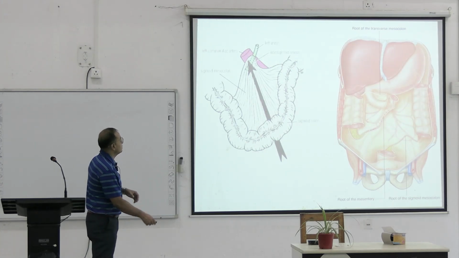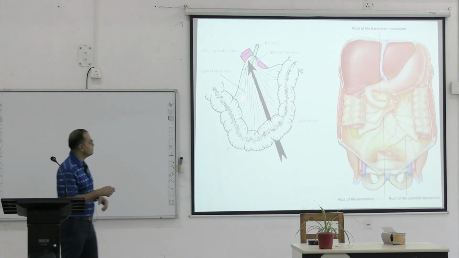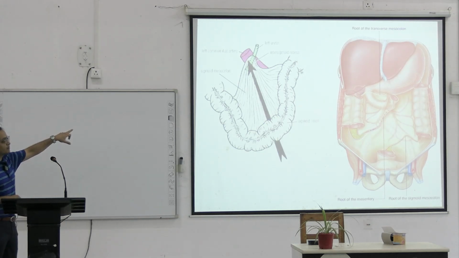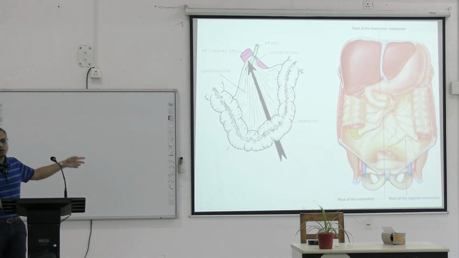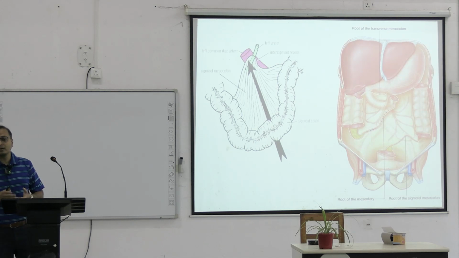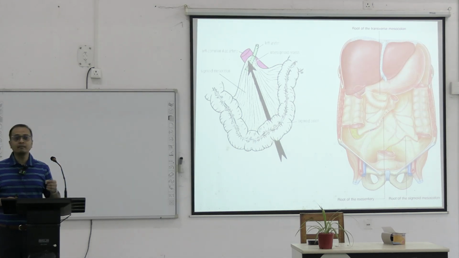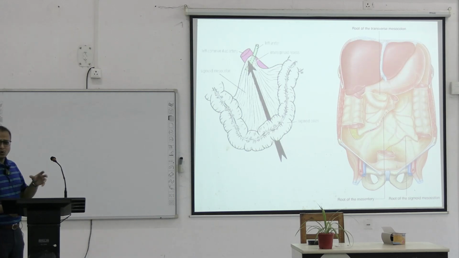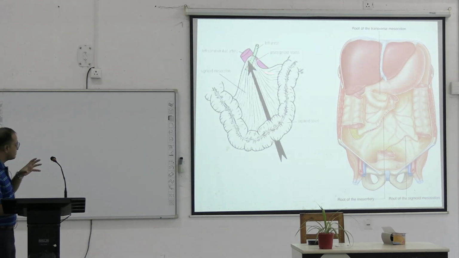Third, last but not least, is the sigmoid mesocolon. That means it is holding the sigmoid colon which is going to become the rectum. Now, why is this important? Because at this point we have chances of carcinomas. Cancers of the large intestine are pretty common, and this sigmoid mesocolon holds these things up and wraps these things up.